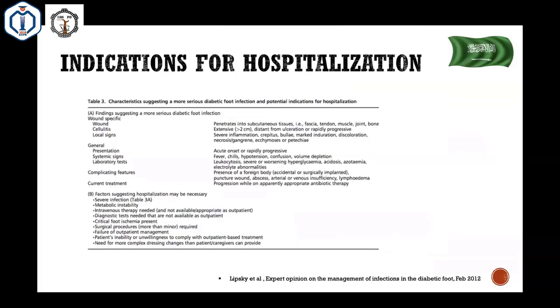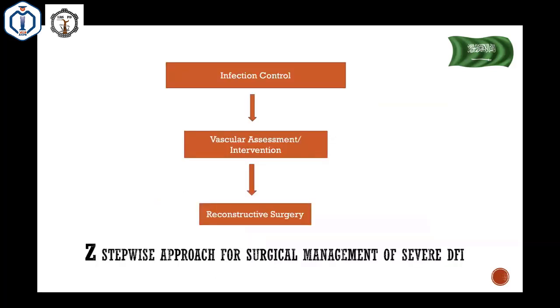Indications for hospitalization: if the patient does not improve as an outpatient, needs intravenous antibiotics, needs more advanced imaging, needs any vascular procedure, or presents with a severe systemic infection. Our rule is, if the patient has an infection, first we have to clear the infection, and then assess the patient from the vascular status standpoint.